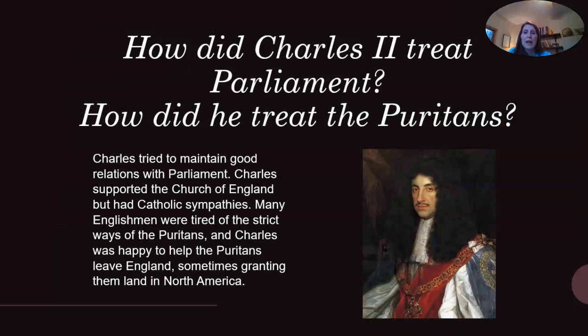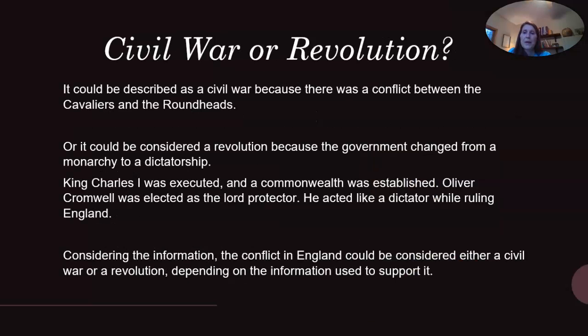How did Charles II treat Parliament, and how did he treat the Puritans? Charles tried to maintain good relations with Parliament. Charles supported the Church of England, but had Catholic sympathies. Many Englishmen were tired of the strict ways of the Puritans, and Charles was happy to help the Puritans leave England, sometimes granting them land in North America. And we'll learn more about that towards the end of these slides.